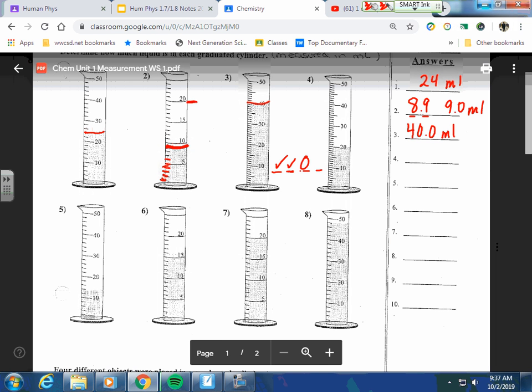On number 4, looks like ones are our lowest spot again, so I'm going to go to same thing as this for number 4. So I would call that, maybe it's right at 20. That would be 20.0 milliliters. Okay.